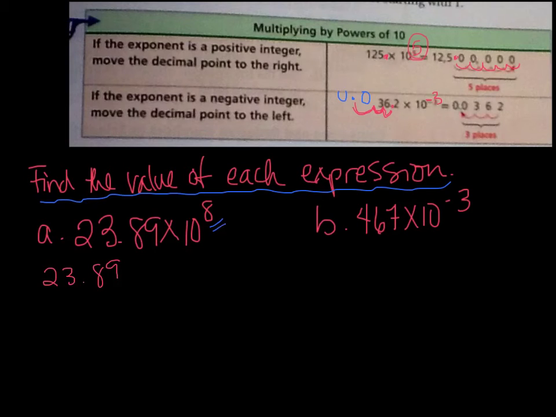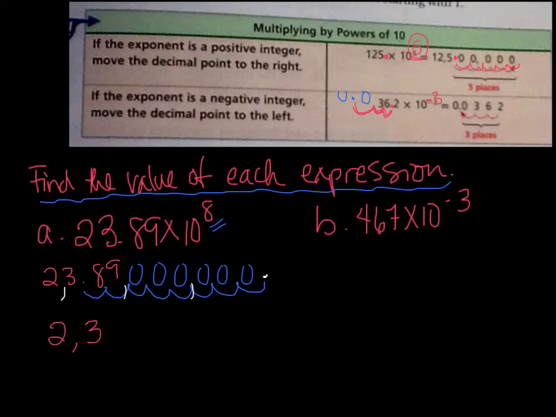I have a positive 8 here, so I'm making this bigger. It's going to get bigger because it's positive, so I'm going to move this over 8 places. We have 1, 2, 3, 4, 5, 6, 7, 8. And now I'm going to add in my zeros. Okay? From there, I have a new decimal point, so let's count every 3, and we're going to add in our commas. So for my answer, this is thousands, millions, billions. 2,389,000,000. We could even say it's dollars. That's pretty exciting. That's a lot of money.